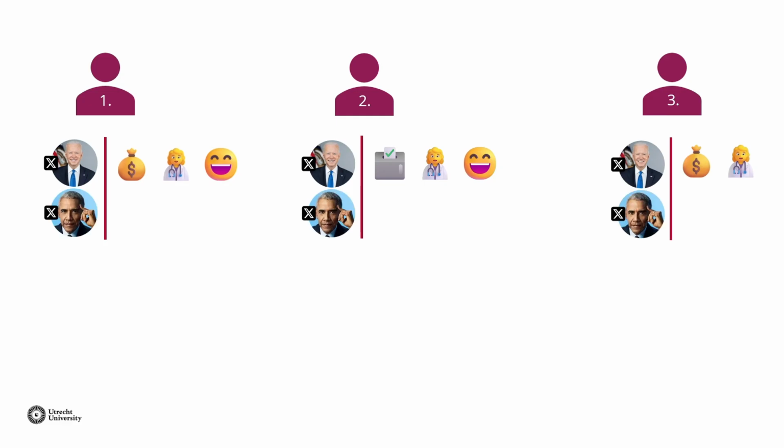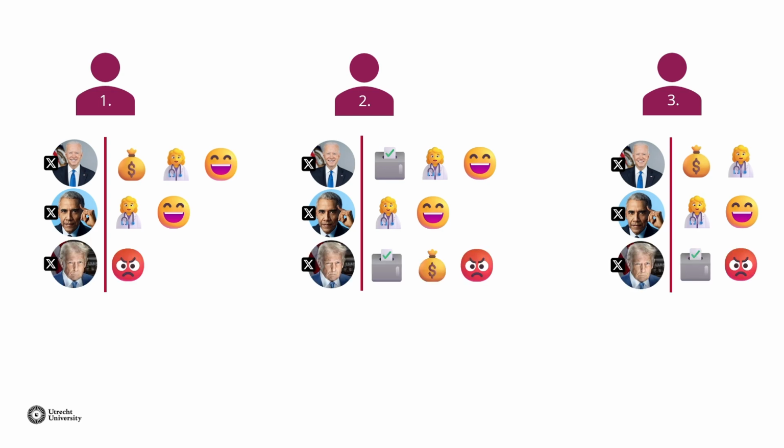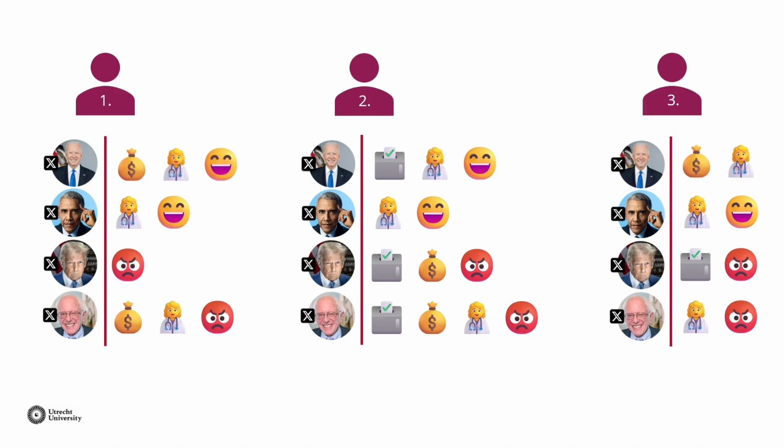Obama's tweet was rated by all as standing for health and having a positive vibe. Trump's tweet was indicated to have a negative vibe by all raters and some also indicated politics or economy. And the Bernie Sanders tweet, well, on that, raters agreed that it was about health and has a negative vibe. Some also indicated politics or economy.